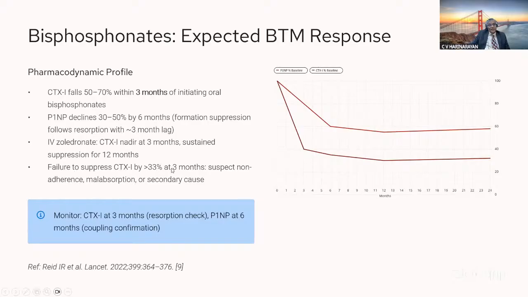Failure to suppress CTX by more than 33% in the third month should make you suspect non-adherence, malabsorption or secondary causes. So you have to monitor CTX at the third month as a resorption check, and P1NP at the sixth month for coupling and formation.